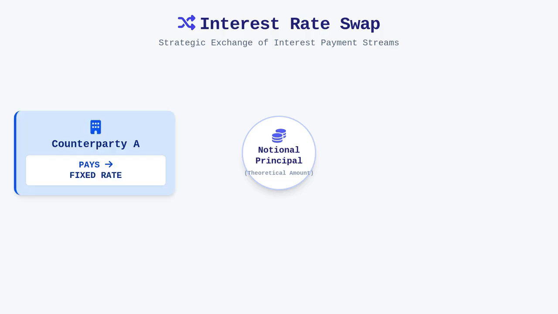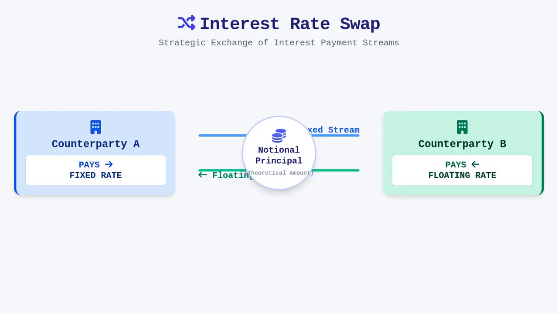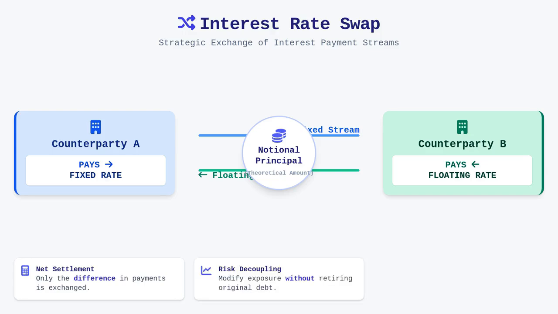One party typically pays a fixed rate of interest, while the counterparty pays a floating rate based on a pre-agreed reference index, such as LIBOR or a contemporary risk-free rate. These payments are usually netted, meaning that only the difference between the fixed and floating amounts changes hands on each settlement date. This mechanism allows entities to modify their balance sheet exposure without needing to retire or originate actual debt instruments.